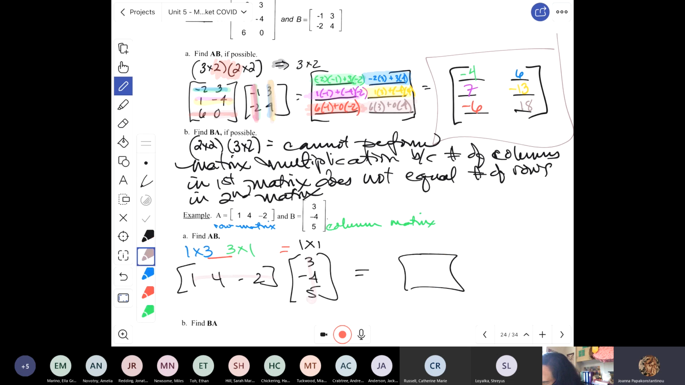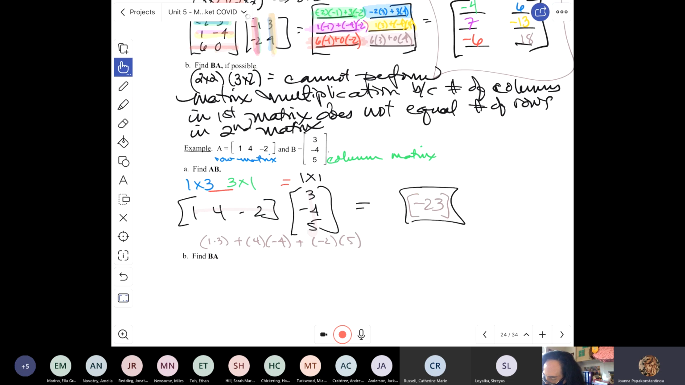Yeah, I'm just going to say 1 times 3 plus 4 times -4 plus -2 times 5. So what is my scalar result? And I'm done. It's a little 1 by 1 matrix. You don't have to even put it in a matrix because it's just a scalar. But we're talking about matrices, we put it in matrix form. Okay, let's try the next one.